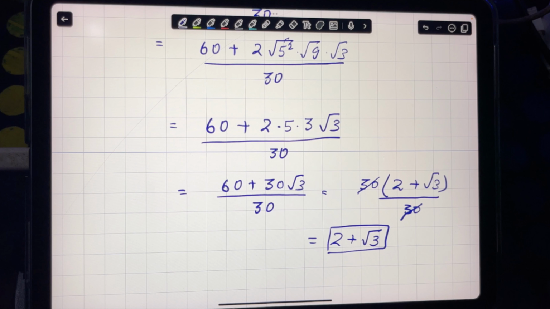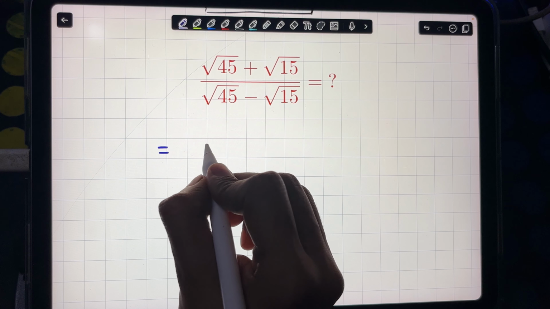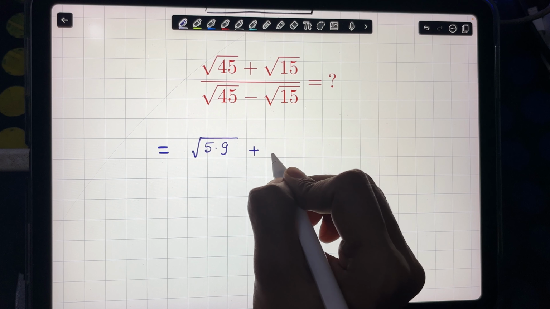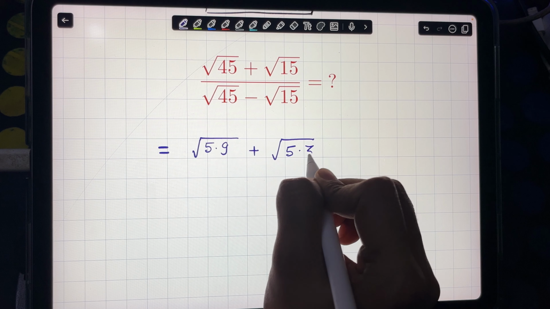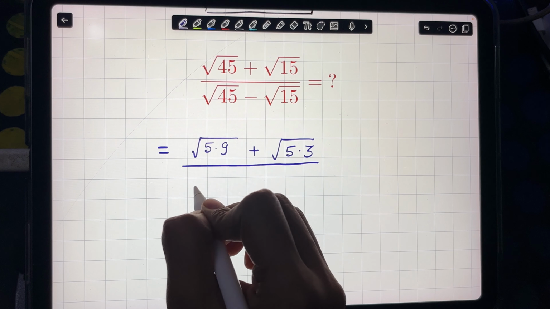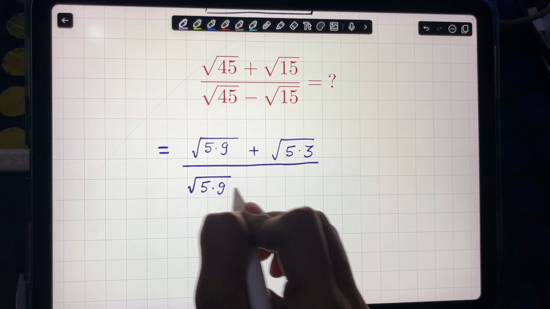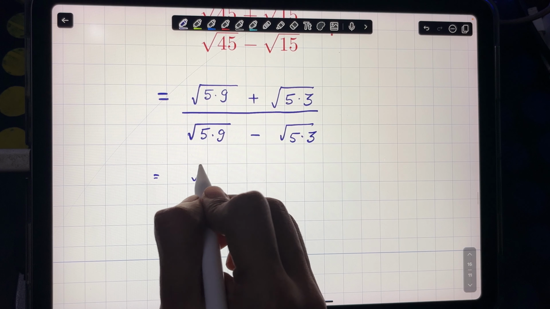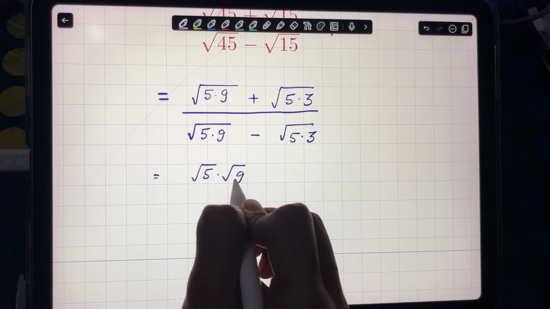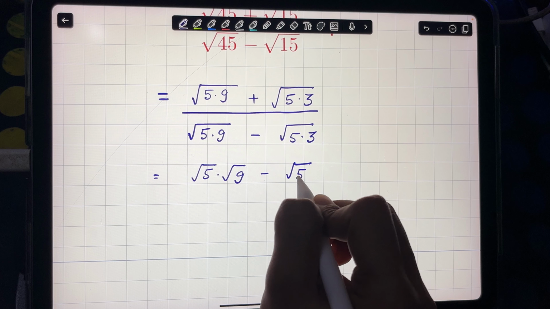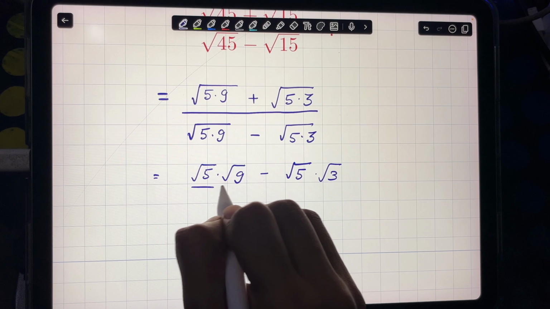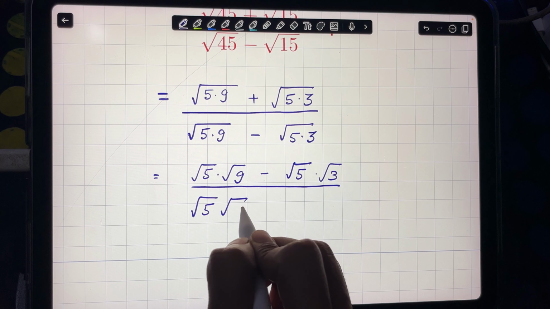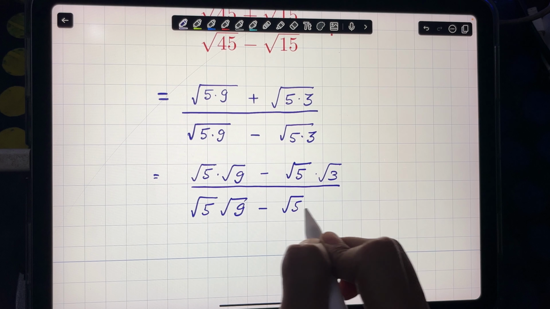Now let's try the second method. So 45 under square root, this we can write as 5 times 9 under square root plus 15 as 5 times 3 under square root upon, same here, 5 times 9 under square root minus 5 times 3 under square root, or this we can write square root of 5 times square root of 9 minus square root of 5 times square root of 3 upon square root of 5 times square root of 9 minus square root of 5 times square root of 3.